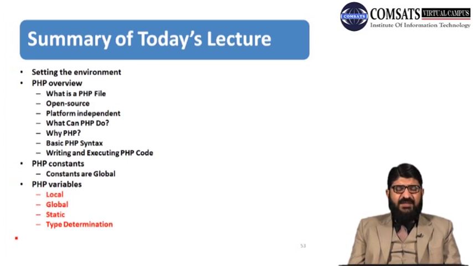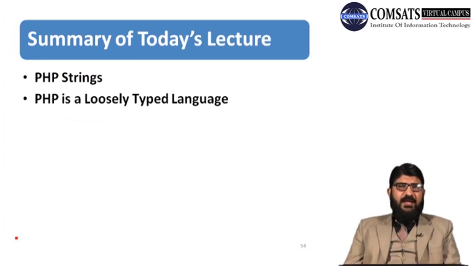And then we have discussed about variables. We have discussed there are 4 types of variable: local, global, static, and also we can check the type determination for variable. And in the end, we have discussed about PHP strings, and we have also reviewed that PHP is loosely typed language where we don't need to mention explicitly about the data type of variables. By checking the value of variable, PHP itself considers the relevant data type.